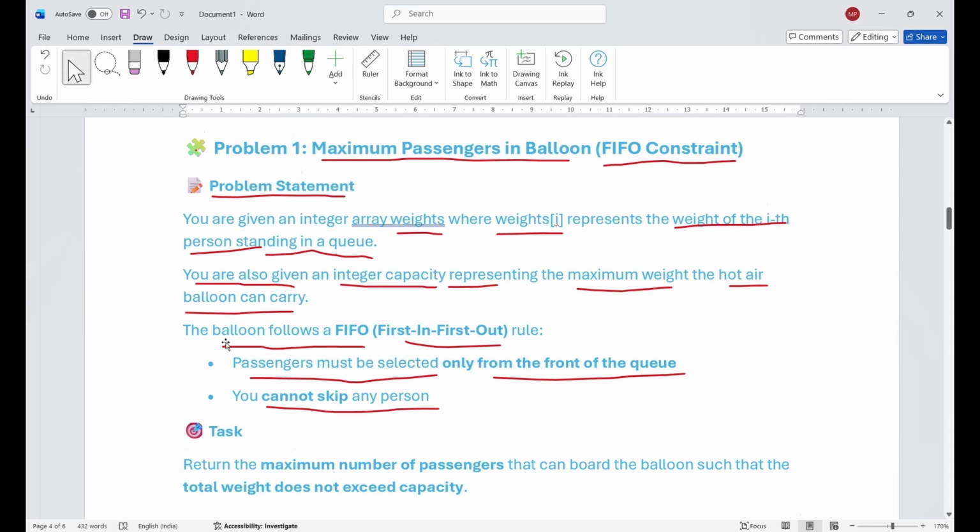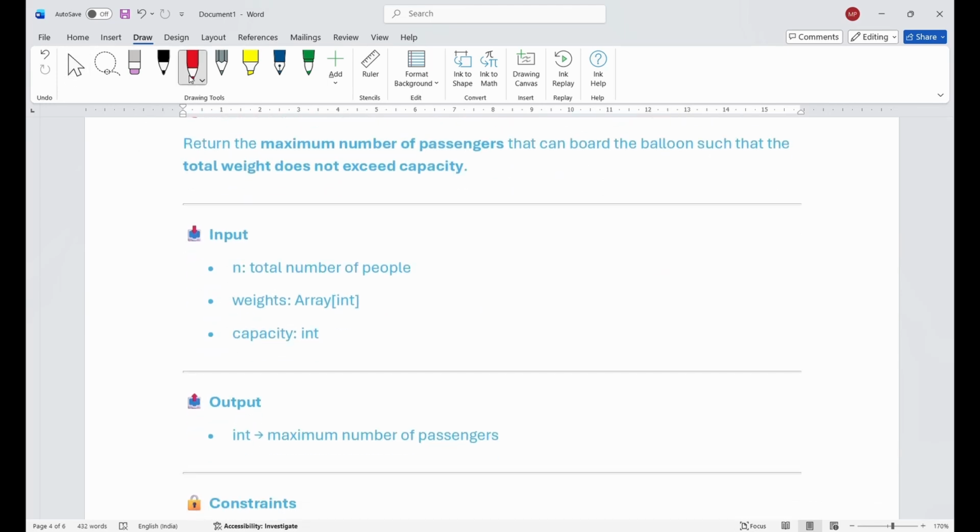So our task is simple. At the end of the program, we have to return the maximum number of passengers that can board the balloon such that the total weight does not exceed capacity. We have to find the number of passengers. So how many passengers can be boarded onto the balloon at a time so that their total weight does not exceed the balloon capacity. We should keep this in our mind.